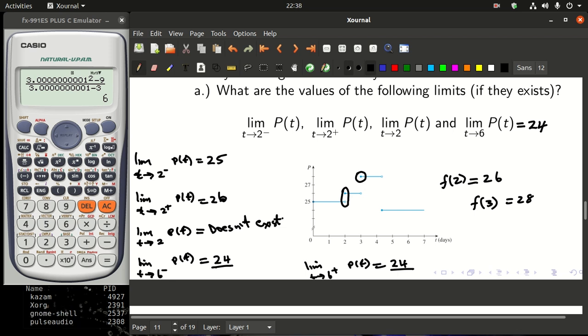Let's take another function here. And also, just for you to know, there is a jump here. There is a jump. That is why this limit does not exist, because there is that jump there.